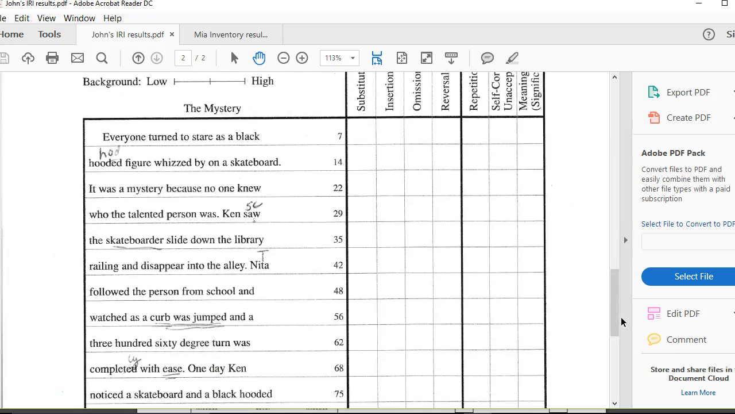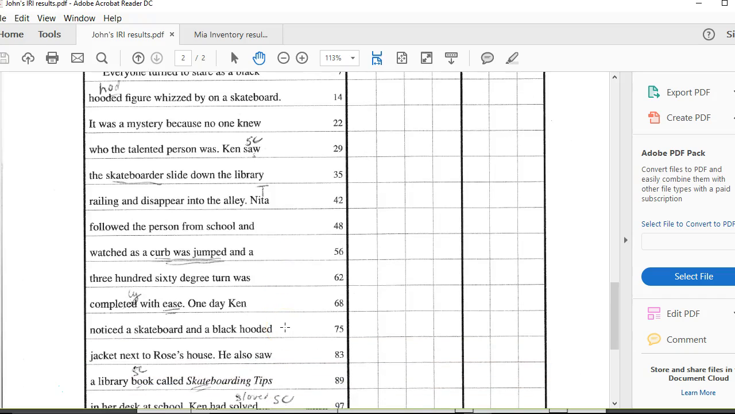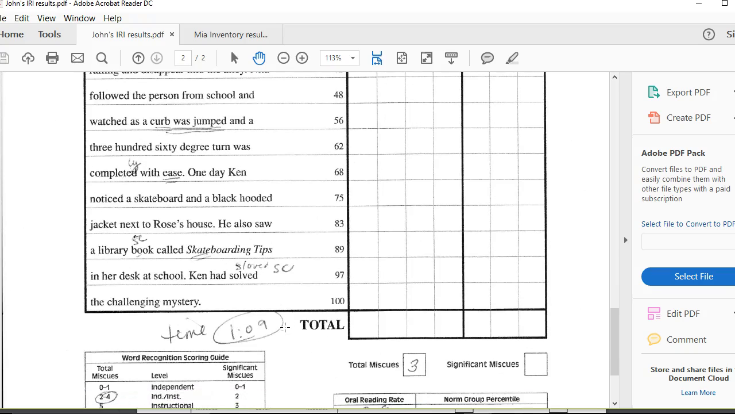So if they got it wrong, I just crossed out the word and wrote what they said on top. If they self-corrected, which seems to happen a lot, I just put an SC. I underlined it when they repeated the word. And then I put a T because I had to help them. I had to give them that word. So that means teacher support. If they insert a word, you can maybe make that little caret symbol and write the word that they insert.